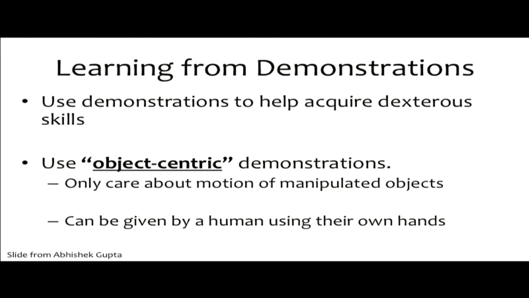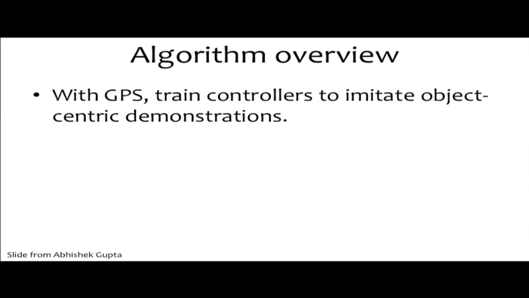And so the motivation here is to use demonstrations, learn from humans in order to learn skills. And like the previous paper, we're going to use object-centric demonstrations because what we care about is the motion of the manipulated objects and not necessarily about exactly how the hand performs the task. And so the demonstrations are going to be given by a human using their own hands. So the overview of the algorithm is that the paper uses guided policy search, GPS, to train controllers. Instead of imitating a controller optimized with optimal control, it's going to imitate one of these object-centric demonstrations to try and move the object like it was moved in the demonstration.